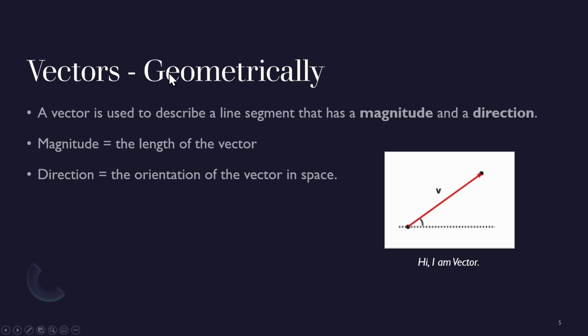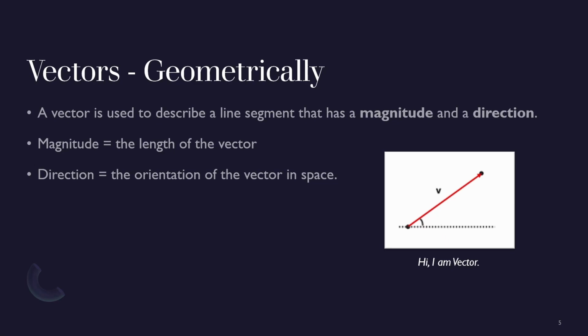Well, in geometry, a vector is used to describe a line segment, as you can see here from the image, that has both a magnitude and a direction. The magnitude is the red line, it's the length of the vector specifically, and the direction is how the vector is oriented in the space. In this case, phi is a vector, the magnitude is the length or the red line, and the direction is indicated by the angle that we have up here.